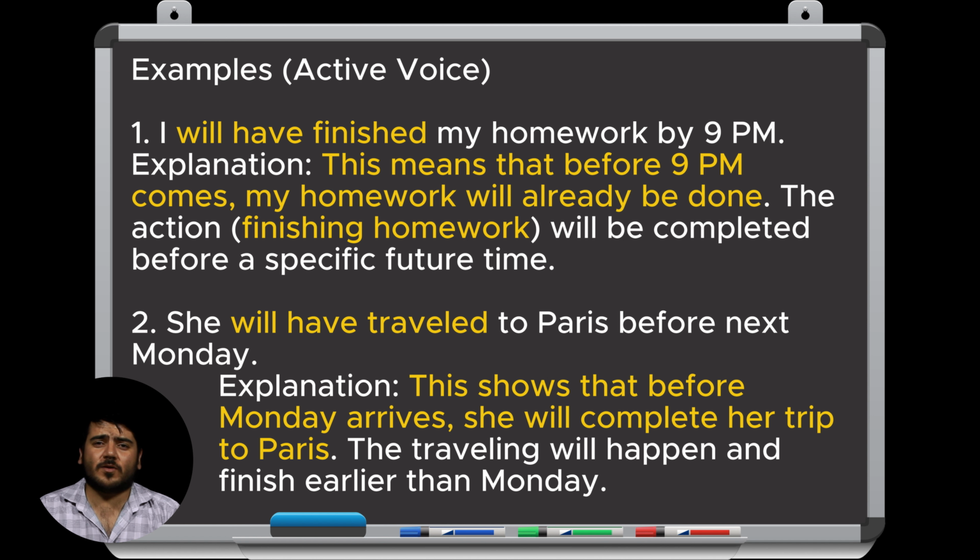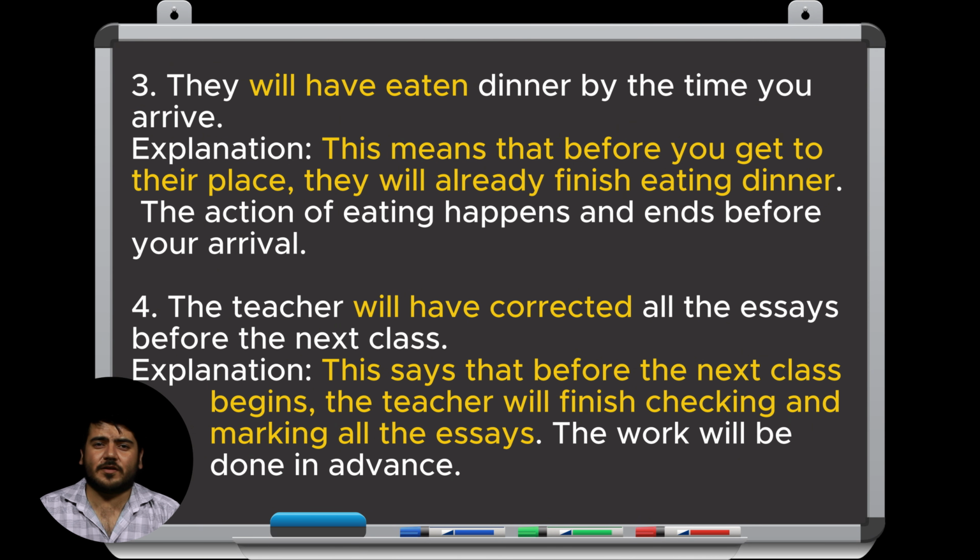This shows that before Monday arrives, she'll complete her trip to Paris, and the traveling will happen and finish earlier than Monday. They'll have eaten dinner by the time you arrive. This means that before you get to their place, they'll already finish eating dinner. The action of eating happens and ends before your arrival.